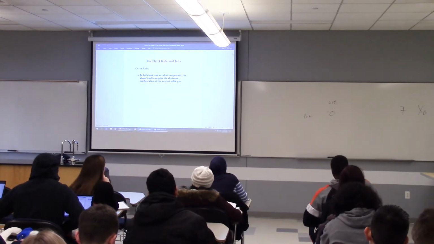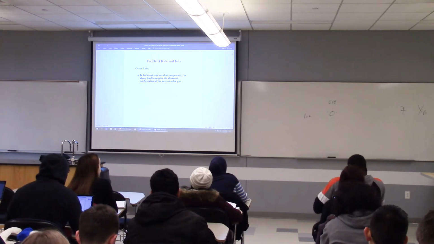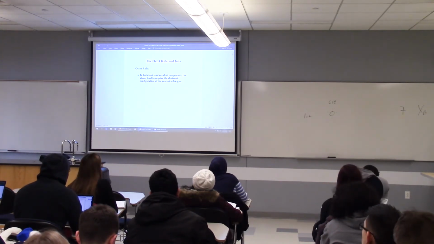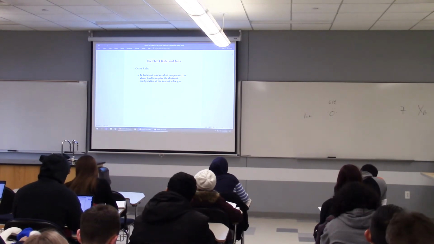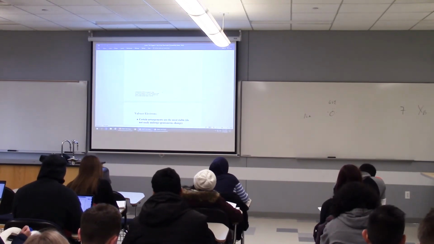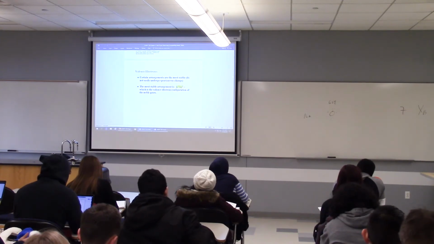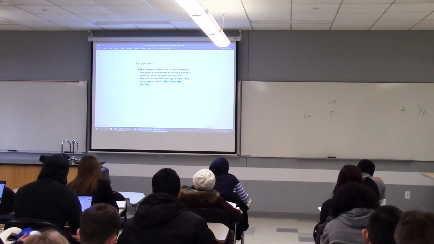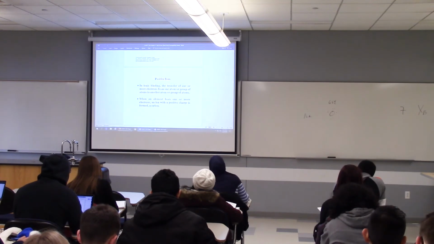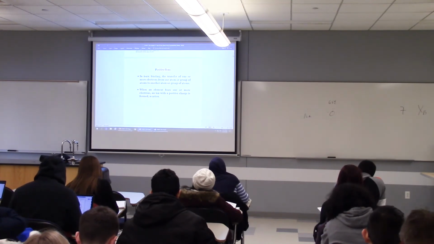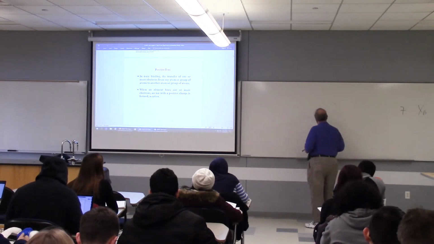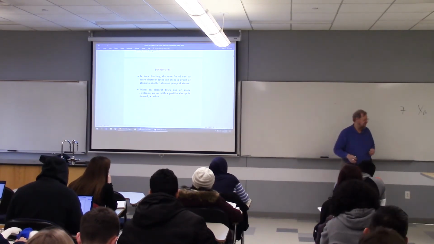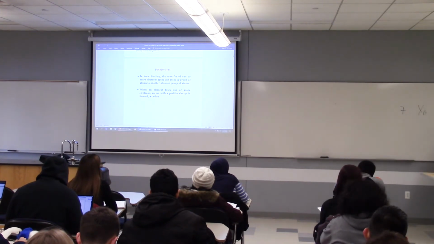Octet rule, I will never ask on a test, but you should know atoms either obtain, give up, or share electrons, so they have 8 valence electrons. And we talked about valence electrons already, the octet rule, 8 valence electrons. How do you form ions? Ions are when you either gain or lose electrons. And we talked about how you look for the nearest noble gas.